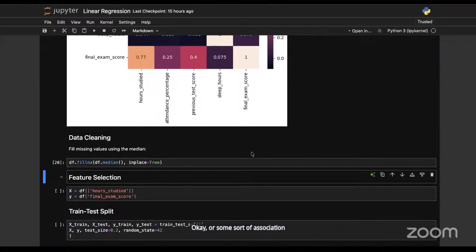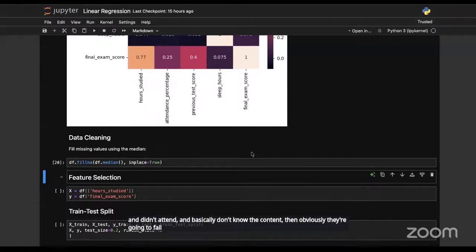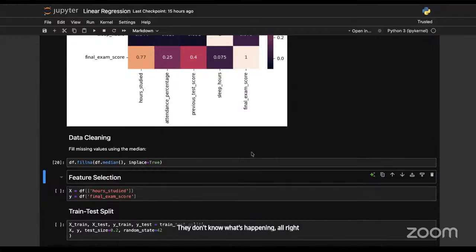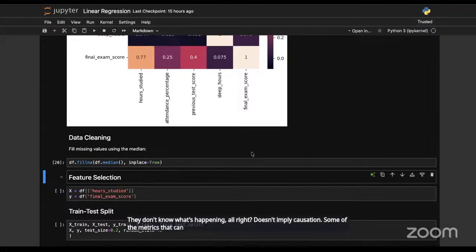If two people didn't study at all and didn't attend and basically don't know the content, then obviously they're going to fail. Not because they spent 0 hours studying, but because they just didn't bother. They don't know what's happening. That doesn't imply causation. Some of the metrics that can check causation is your chi-square test, I think. They'll probably look into that as well.